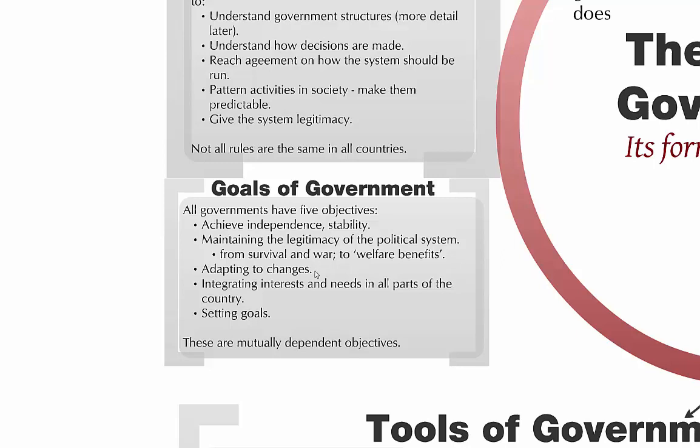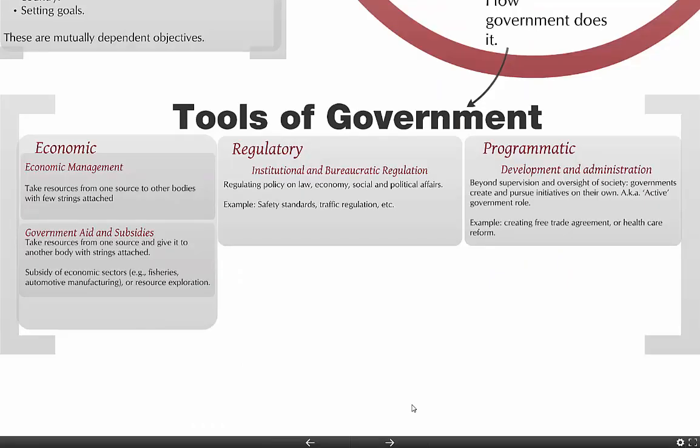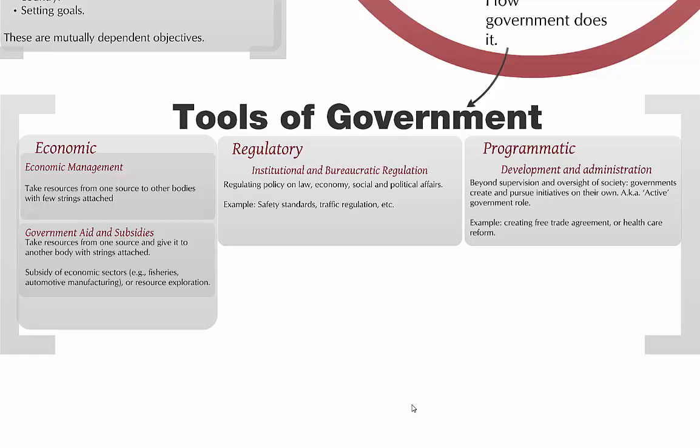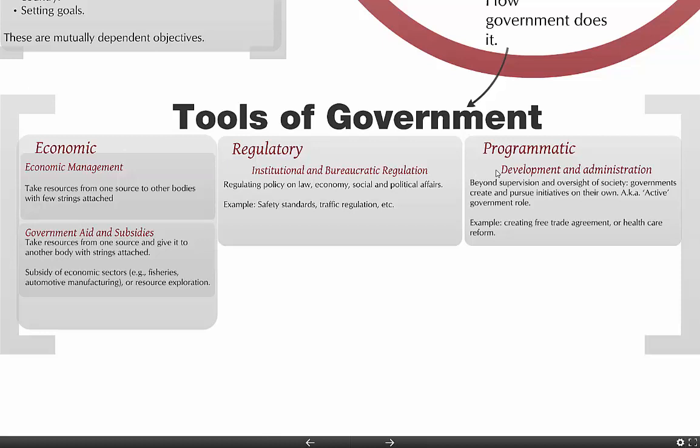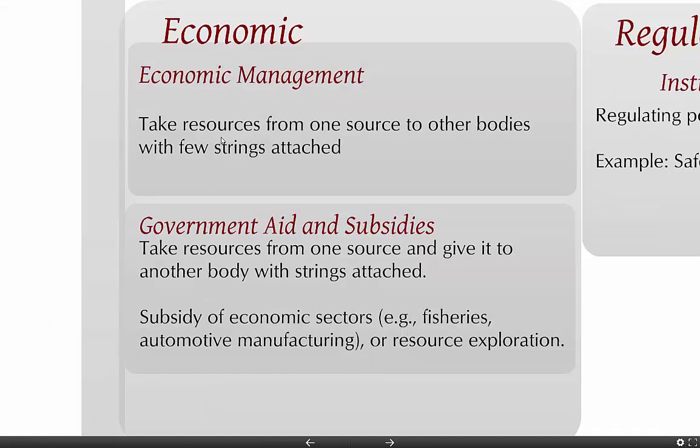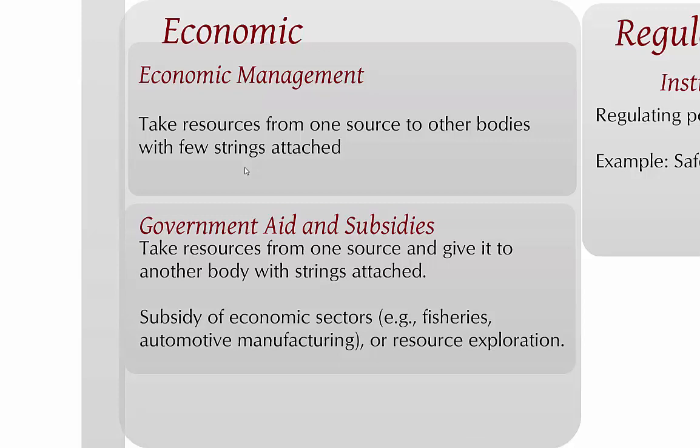Of course, it has to adapt to changes and integrate interests and needs in all parts of the country and set political goals. The government has a set of tools at its disposal for doing all of this. And generally speaking, we can speak of three types of tools: economic, regulatory, and programmatic. The economic tools would include economic management, so you can take resources from one part of the country or from one source in the country and put them in other bodies with few strings attached. In Canada, we have something called equalization payments that are very much like that.